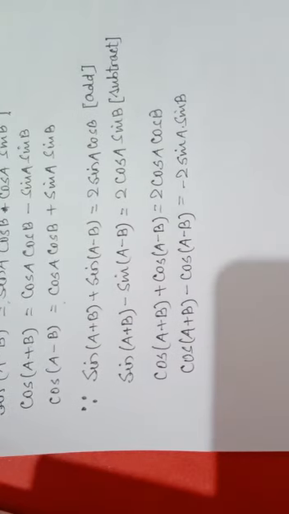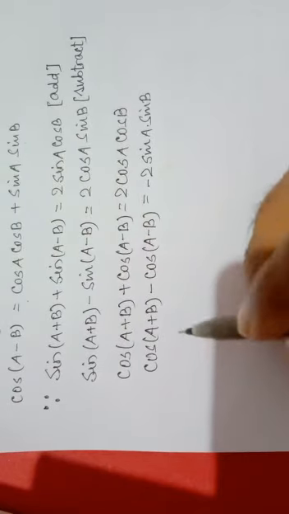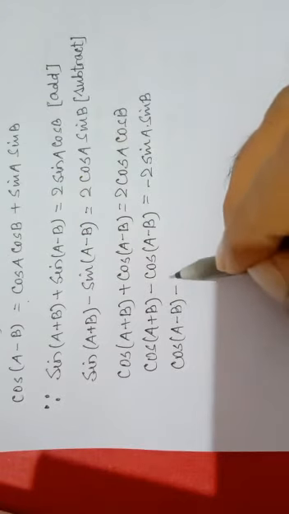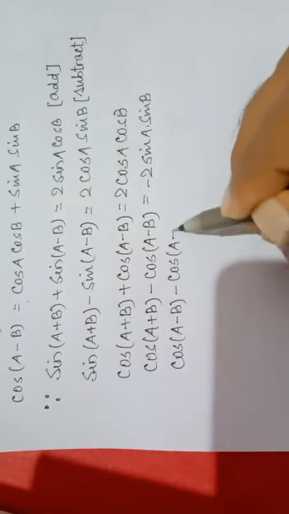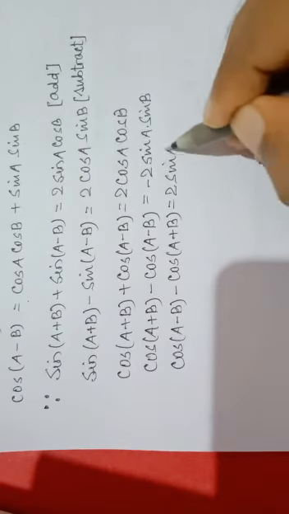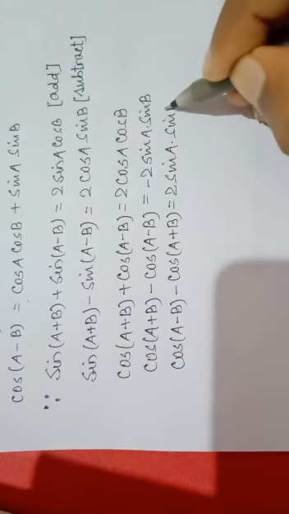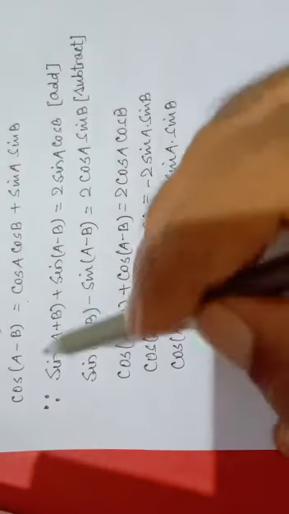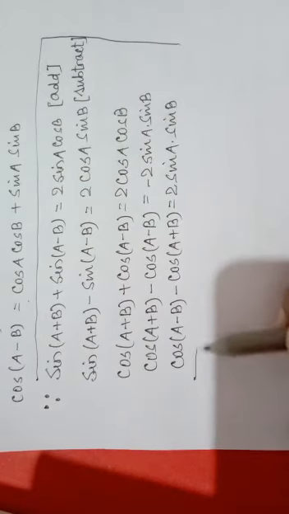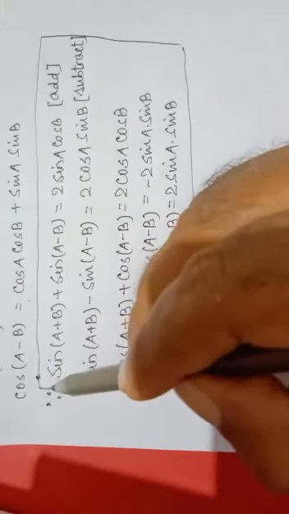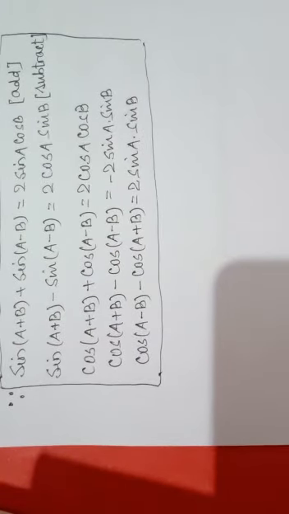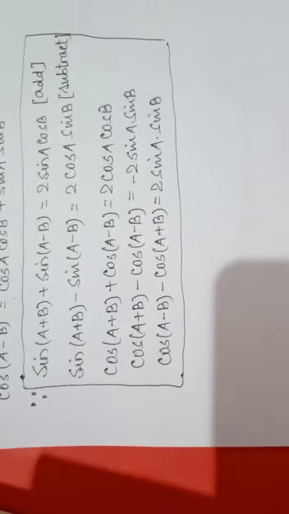The same formula can also be written as cos(A−B) minus cos(A+B) is 2 sin A sin B. This is another formula. So now you must learn these formulas. Again, these formulas are very useful. It is better to write all these formulas on the same answer sheet or same page.